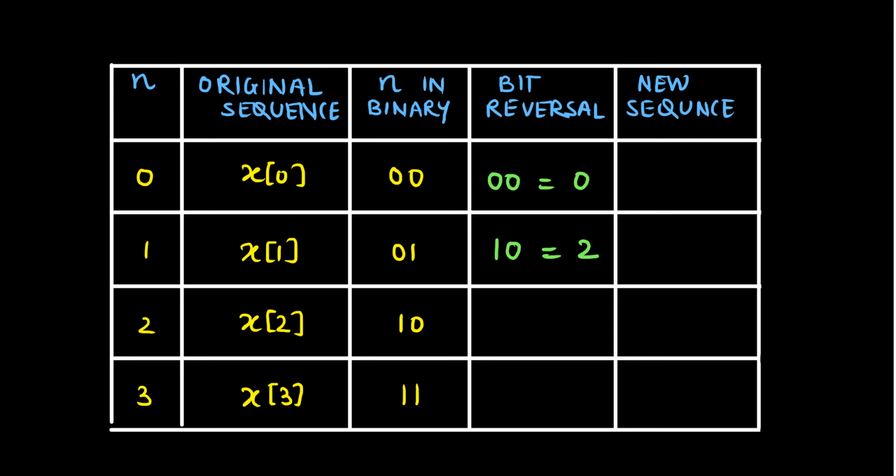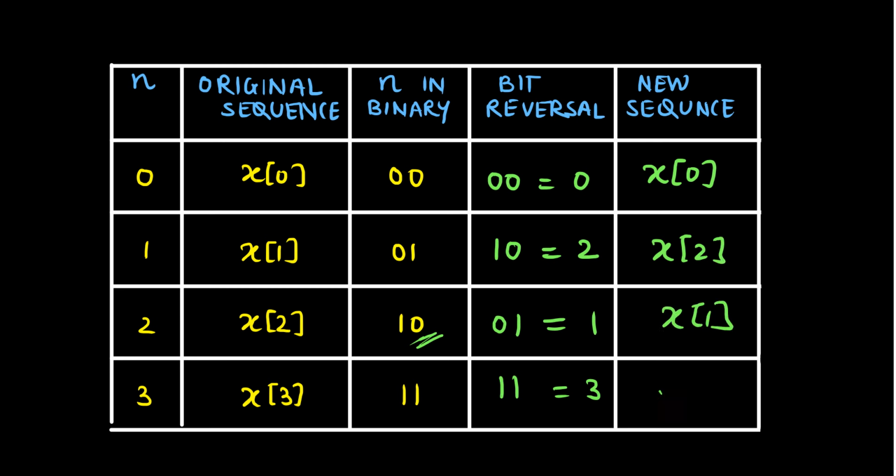Now the bit reversed format of this 1 0 is simply this 0 first and then we would have this 1, so it is given as 1. And the bit reversed format of 1 1 is again 1 1, which is equal to 3. So what we have, the new sequence, is x of 0, x of 2, x of 1 and x of 3.